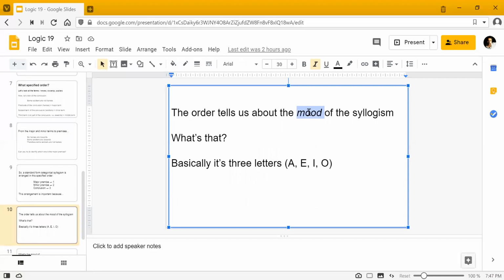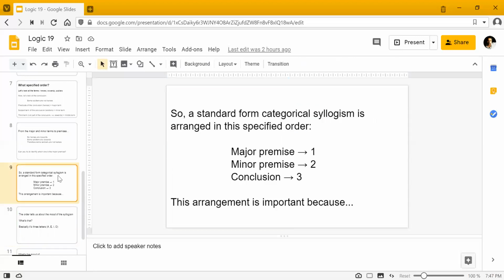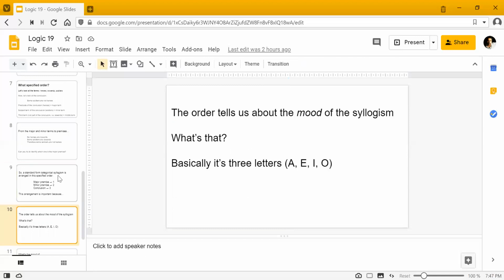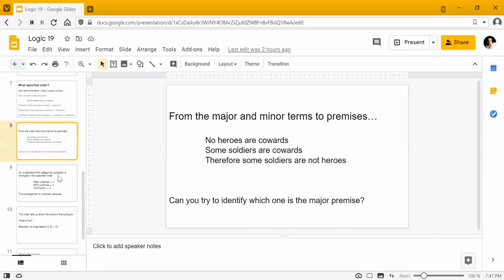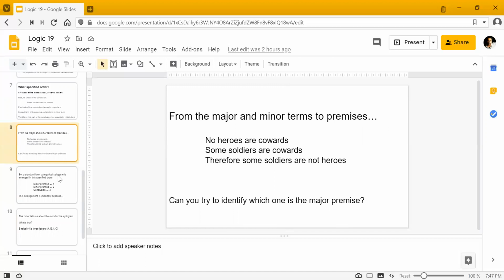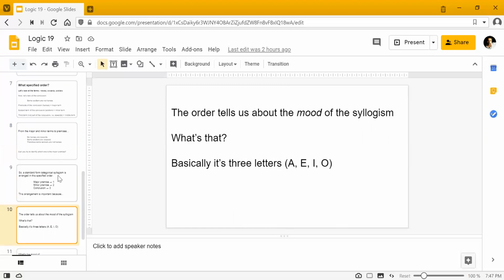Mood कैसे पता चलता है? Mood, first you bring the categorical syllogism in this specified order, which is the standard categorical order, major, minor, conclusion, and then you can determine the mood. ठीक है? So mood का basically है क्या? Mood के अंदर आप ये देखोगे कि ये सारी जो हैं propositions ये कौन सी हैं categorically. No heroes are cowards is E. Some soldiers are cowards, you should be able to determine कि कौन सी वाली है ये, और some soldiers are not heroes, ये भी आप मुझे बताएं कौन सी है, ठीक है? So once you have all these three laid down, you can determine the mood.